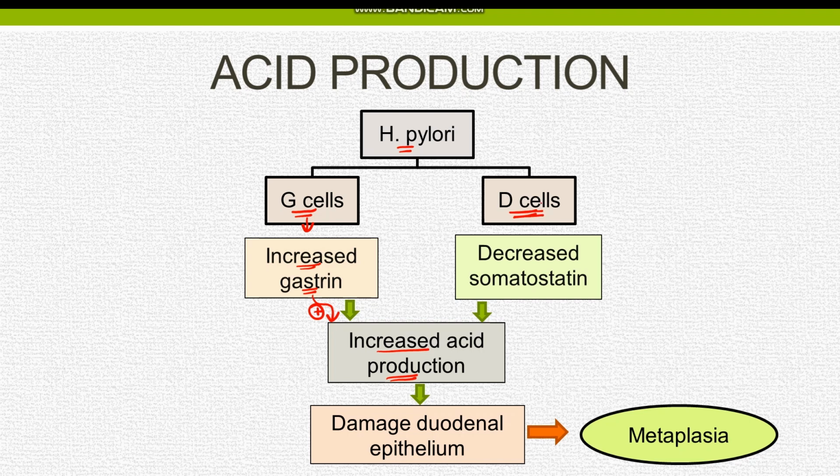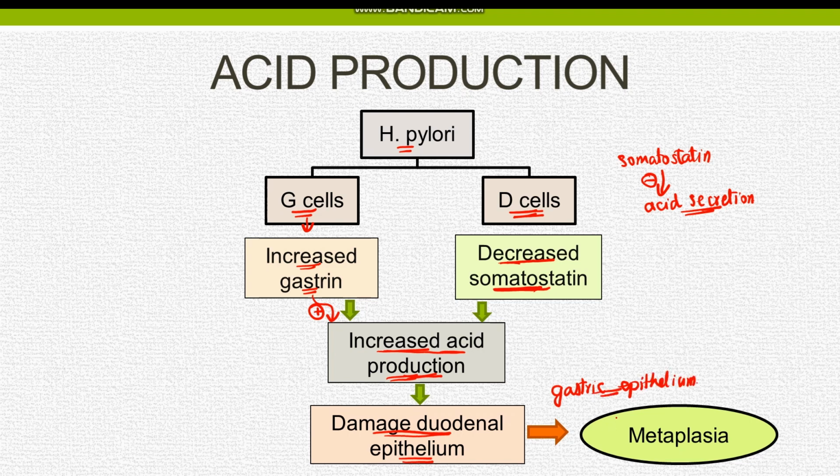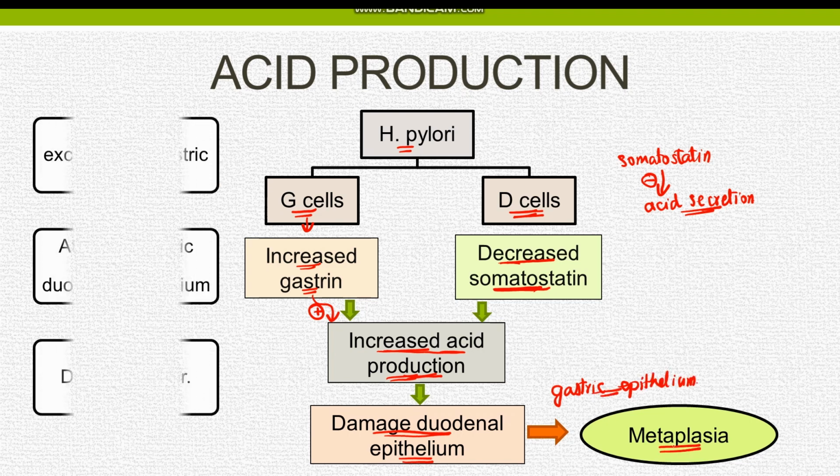Moreover, H. pylori bacteria also affects the D cells, resulting in decreased somatostatin. Somatostatin normally inhibits the acid secretion. So there is decreased somatostatin, hence resulting in loss of negative feedback mechanism, and there is excessively increased acid secretion. This increased acid is drained into the duodenum, which results in the damage to duodenal epithelium. The continuous damage to duodenal epithelium results in the replacement of duodenal epithelium by the gastric epithelium. This replacement of the epithelium is known as metaplasia.